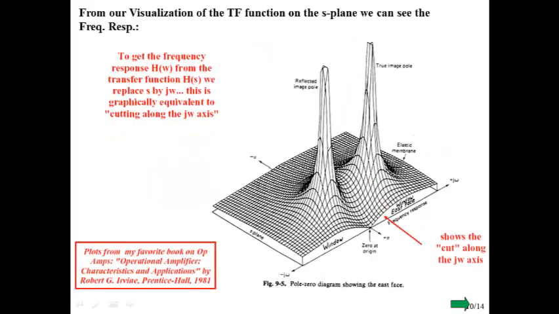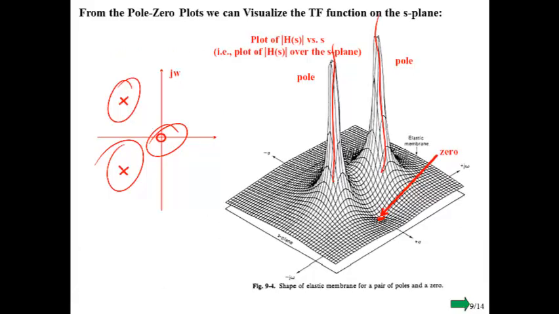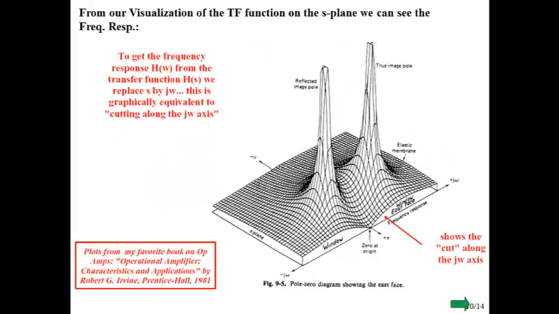Now, for a stable, causal system, the j omega axis is in the region of convergence, and so what we can do, going back to the previous page, is slice through here. If we imagine cutting that with a knife and then looking in from the side, that's what we would see. That is the frequency response.